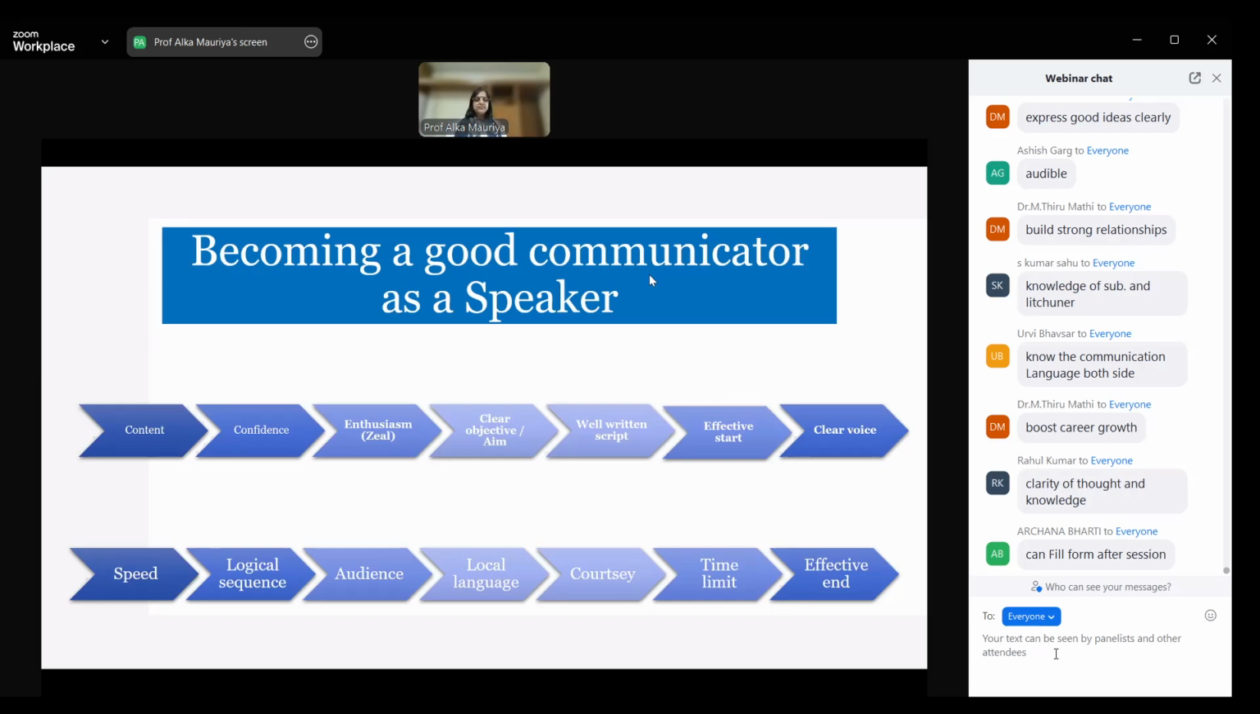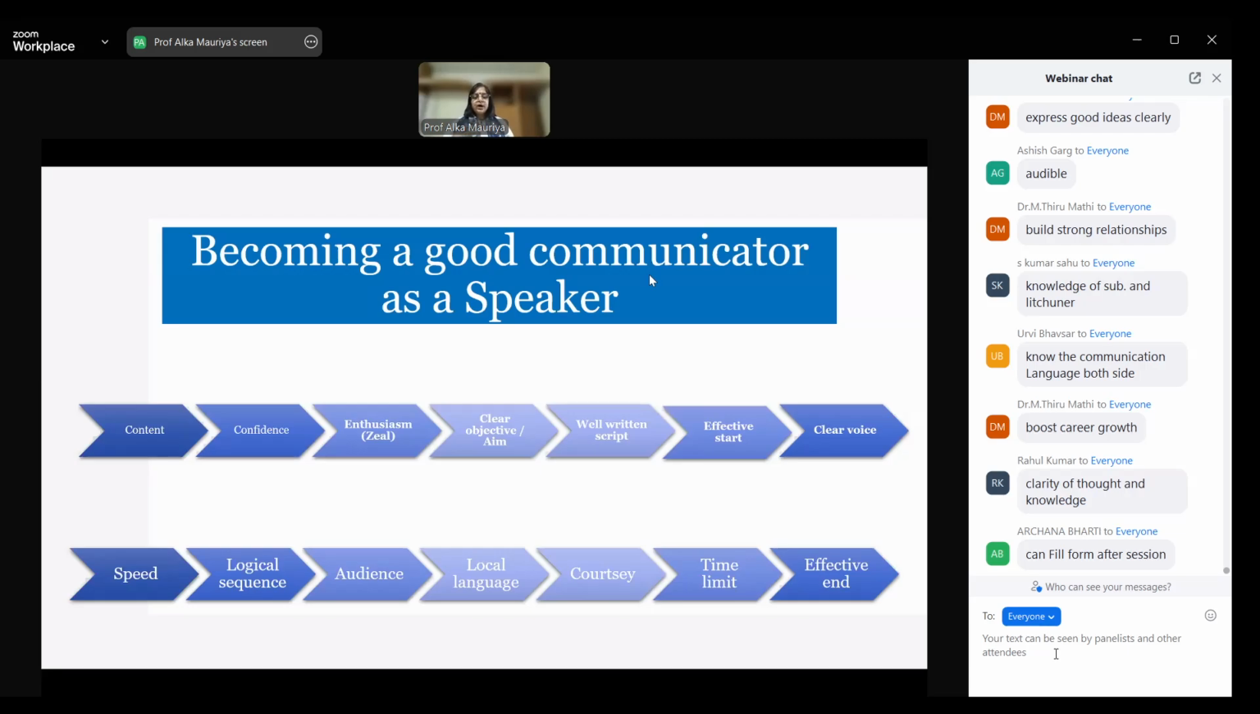And the third is enthusiasm. You should be enthusiastic to speak on a particular subject. But, say Professor Alka Mauriya had given me a topic to talk about, maybe on financial analytics, or maybe fintech, right? And I had taken that subject. I would not have been so confident. I would not have been enthusiastic, because that's not the subject that interests me. So if you pick up the relevant subject, you will be confident and you will be enthusiastic about talking on that particular topic. The next one is clear objective and aim.